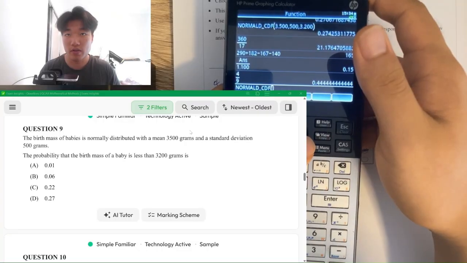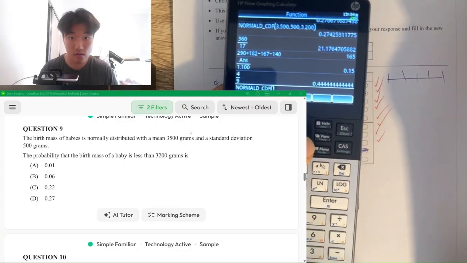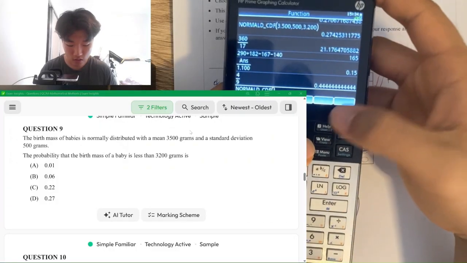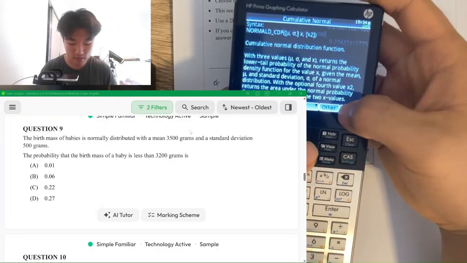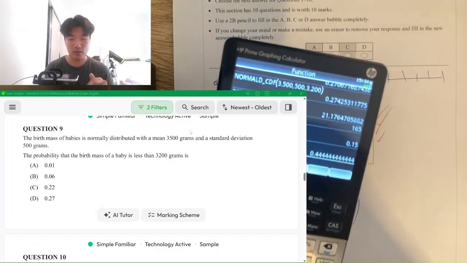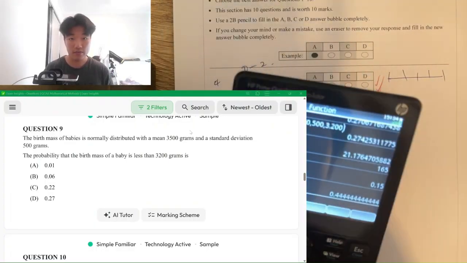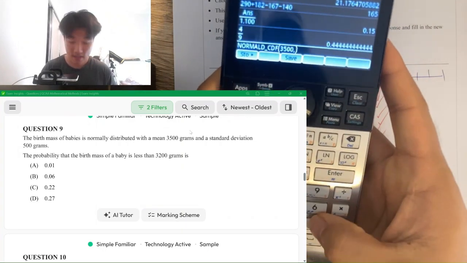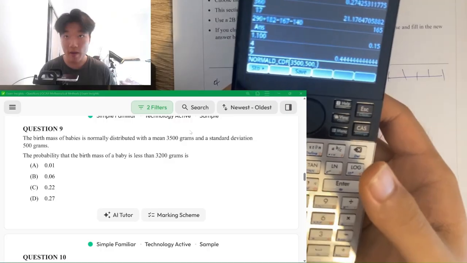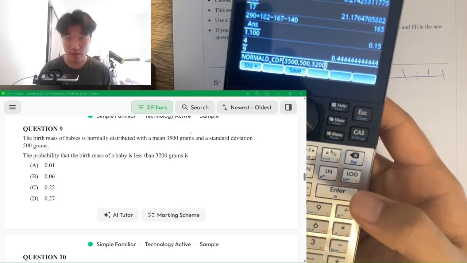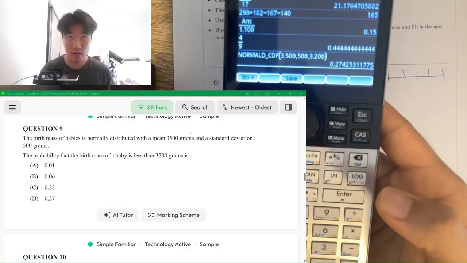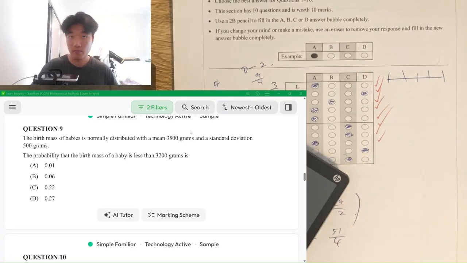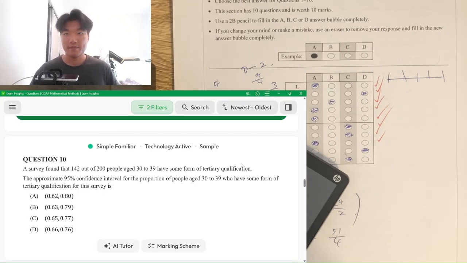So the probability that the birth mass of the baby is less than a value. That's the lower tail probability, so we can just enter that value right in. In this case, it's actually X. K is the value they use in the binomial CDF function. So we put the mean first, then comma, standard deviation is 500, then comma, then the X value, 3,200. That gives us the lower tail probability, 0.27, which is D.